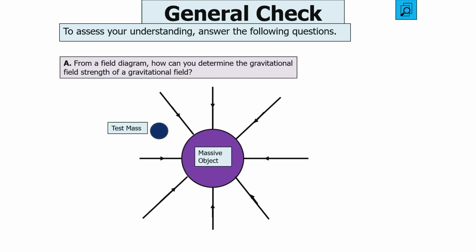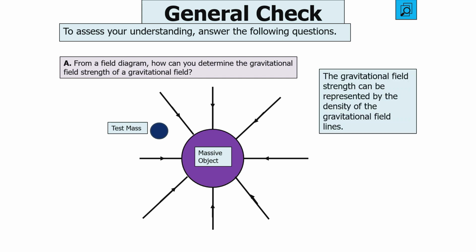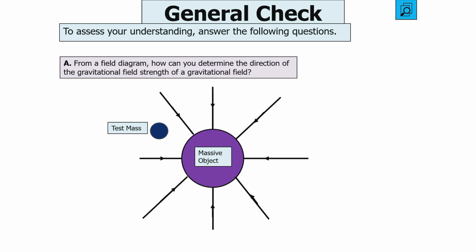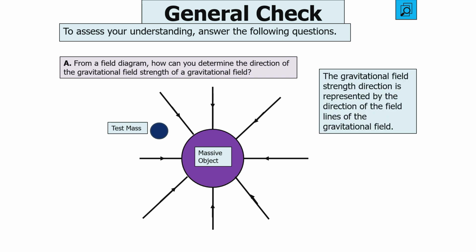From a field diagram, how can you determine the gravitational field strength of a gravitational field? The gravitational field strength can be represented by the density of the gravitational field lines. From a field diagram, how can you determine the direction of the gravitational field strength? The gravitational field strength direction is represented by the direction of the field lines of the gravitational field.